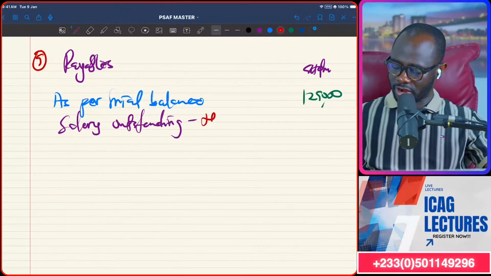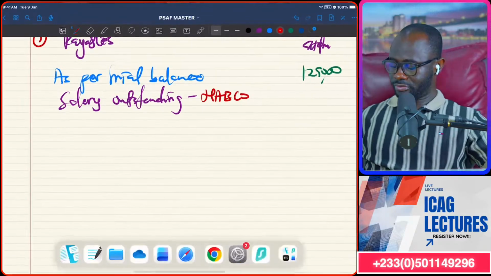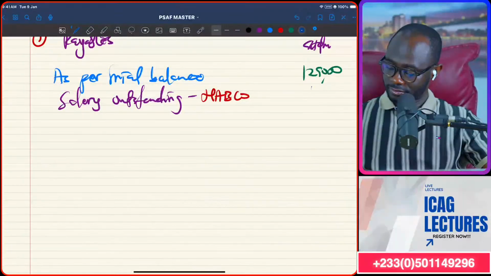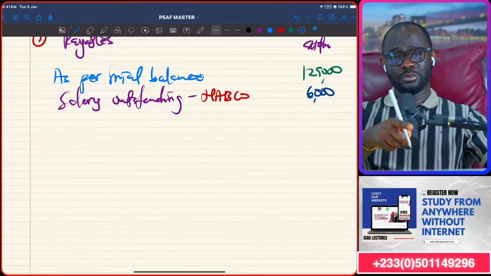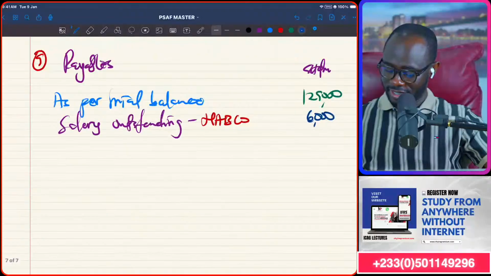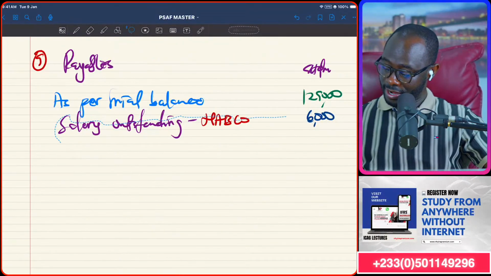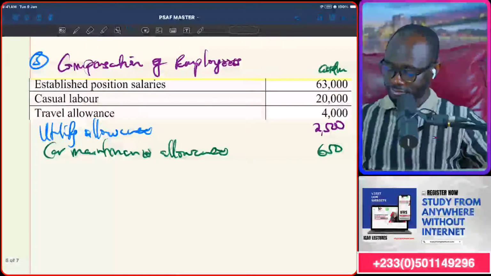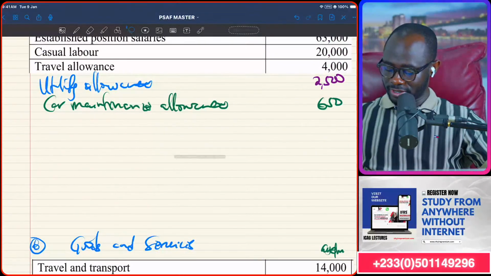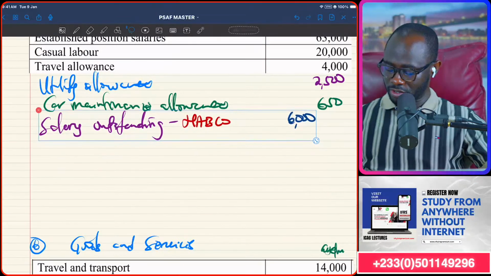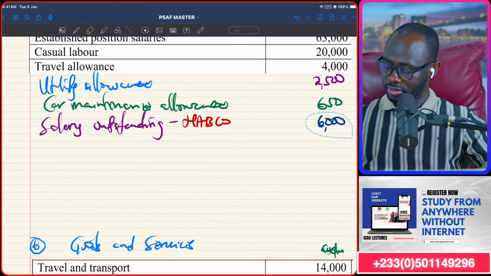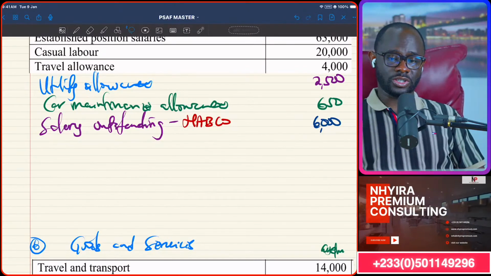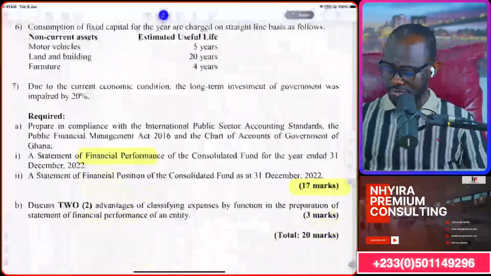I just want to clarify it a little bit. NAPCO. And that is what? 6,000. Even up to today, these people are still owed by the government. Such a ridiculous environment to be in. Because they were still not paid before the previous administration left. Although that policy was launched and later abolished. You know, that's Ghana for you, right?